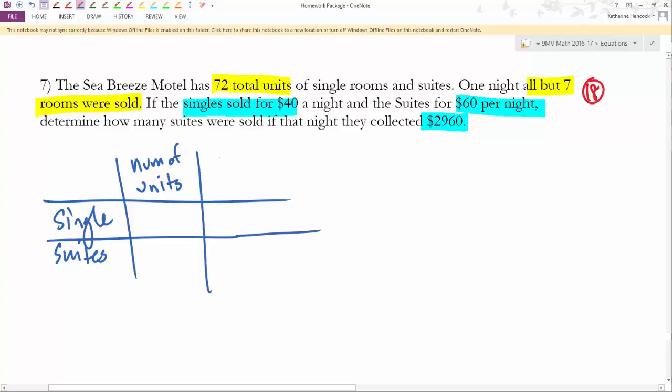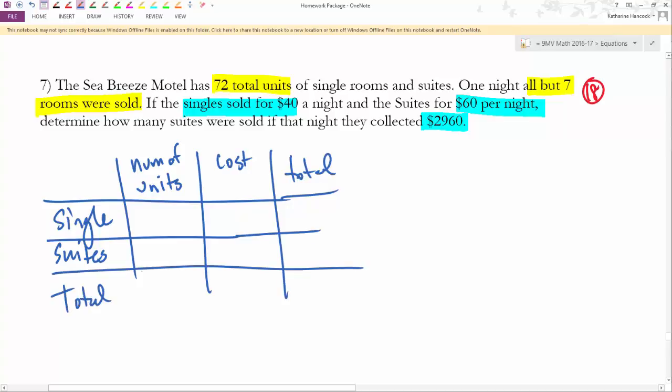I'm going to have the cost, and I'm going to have my total. And I'm also going to have the total down here. So the number of units has a total of 72 units, but all but 7 rooms were sold. So I've got to do 72 take away 7 first. So my total number of units that night was 65. My total amount of money for the night is going to be 2960.